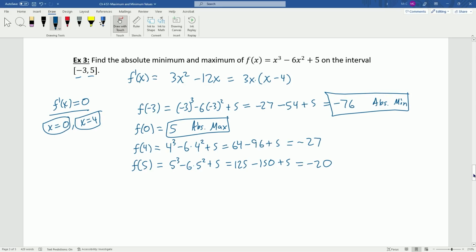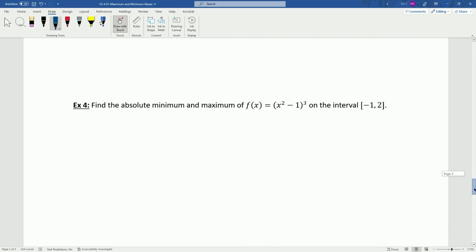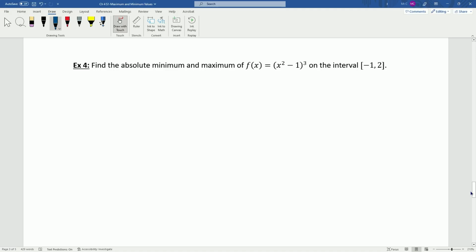So let's go ahead and take a look at another problem. Find the absolute minimum and maximum of f of x equals x squared minus 1, cubed, on the interval from -1 to 2. Okay, we'll start by finding the derivative, f prime of x equals, and we've got to apply the chain rule here. We get 3 times x squared minus 1, squared, times the derivative of the inner, which is just 2x. All right, so remember this is your u. Take the derivative of u cubed. It's 3u squared times du dx.